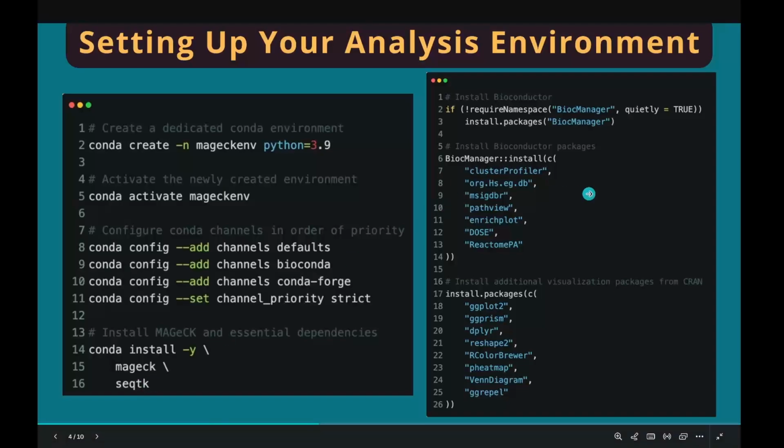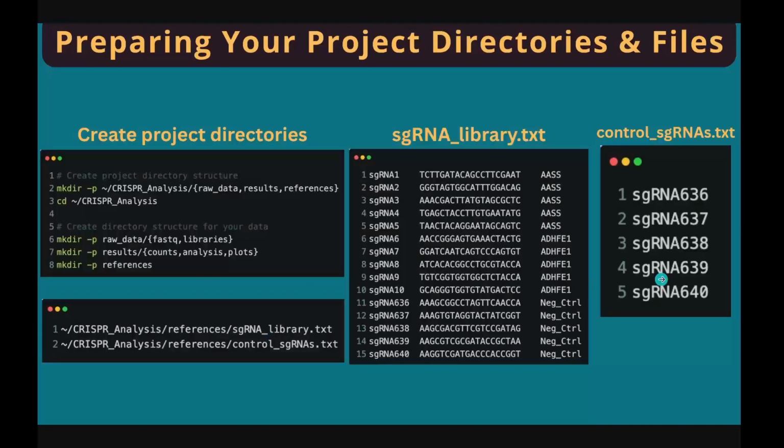On the other hand, open your RStudio. Install all the essential R packages. Next, let's prepare our folders and files. You may need folders for the raw data, the FASTQ files, results, plots, libraries, and so on. Create them accordingly. There are three inputs we need: the sgRNA library file, the control sgRNA file, and the FASTQ files. This is the format of the sgRNA library file. There are three columns in this file: the sgRNA names, the sgRNA sequences, and the sgRNA targets.